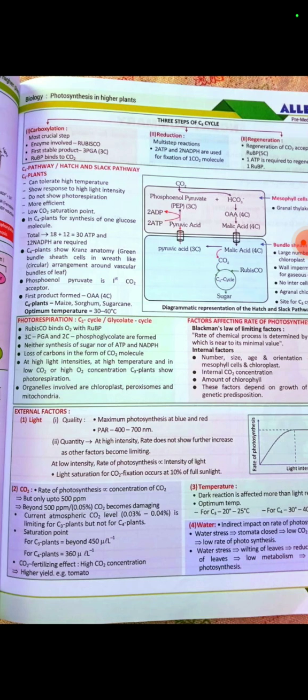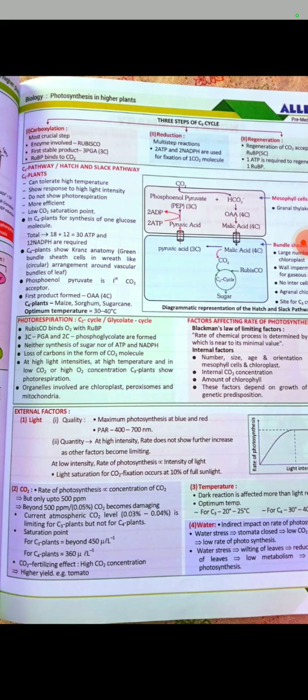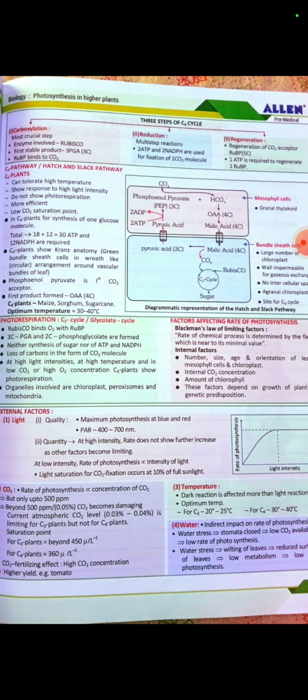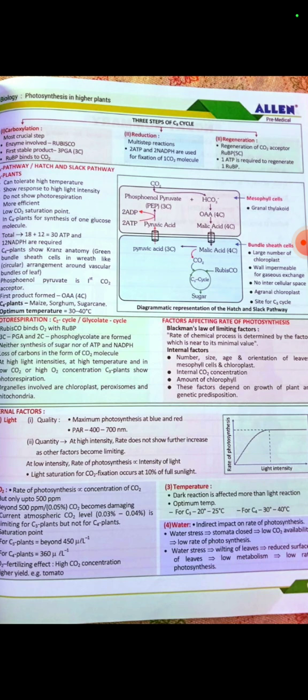Next we have external factors. First is light quality: maximum photosynthesis at blue and red, and PAR is 400 to 700 nanometer. Second is quantity. At high light intensity, the rate does not show further increase as other factors become limiting. And at low intensity, the rate of photosynthesis is directly proportional to the intensity of light. The graph is given here.